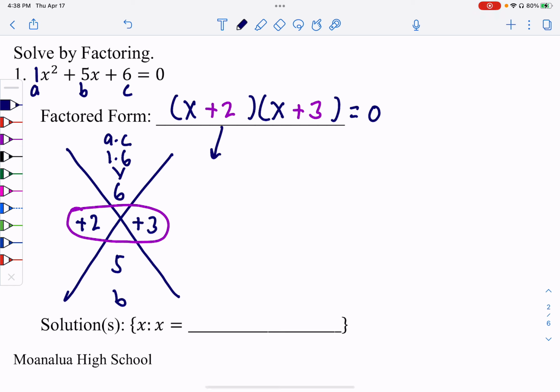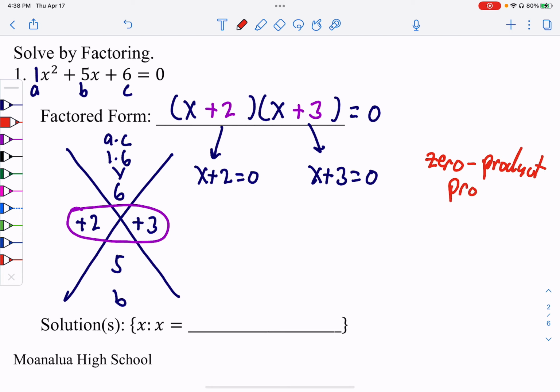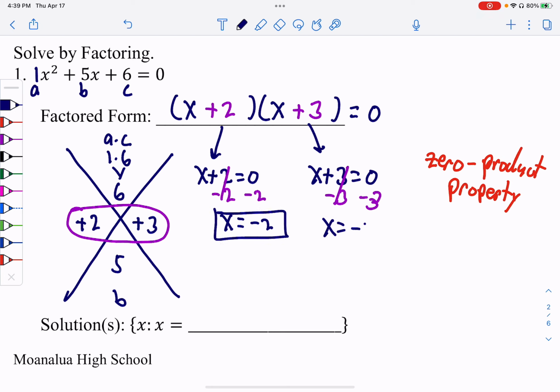Okay, so we set each of our factors equal to 0. x plus 2 equals 0. x plus 3 equals 0. And that's using the zero product property. You hear this a lot in algebra too, zero product property. Right, so solving by factoring, then we can solve each one. So minus 2 on both sides, minus 3 on both sides. So we have x is equal to negative 2, and x is equal to negative 3.